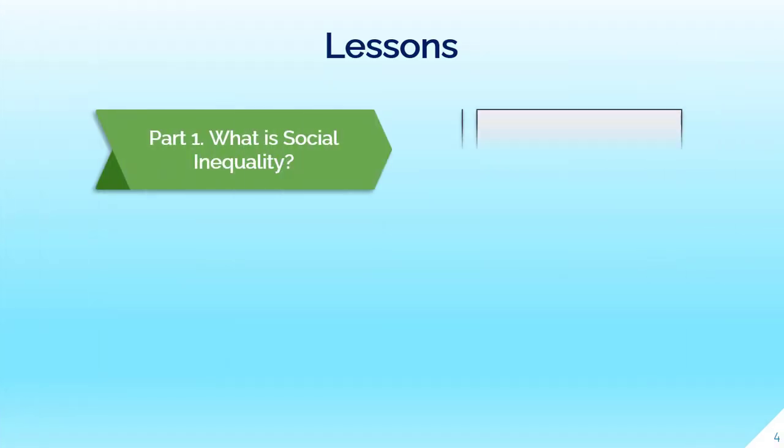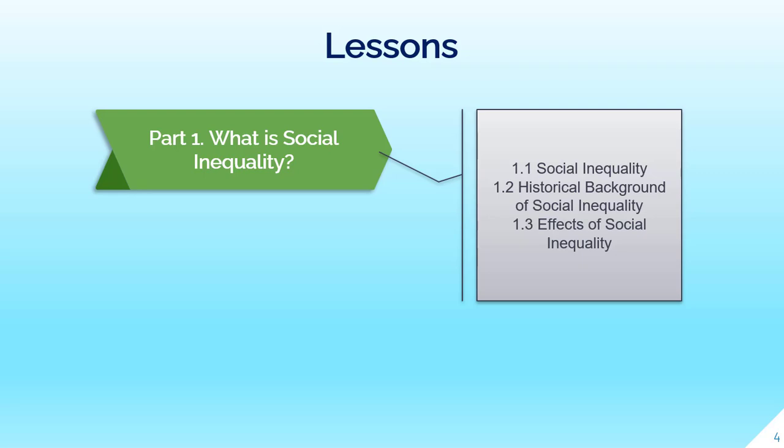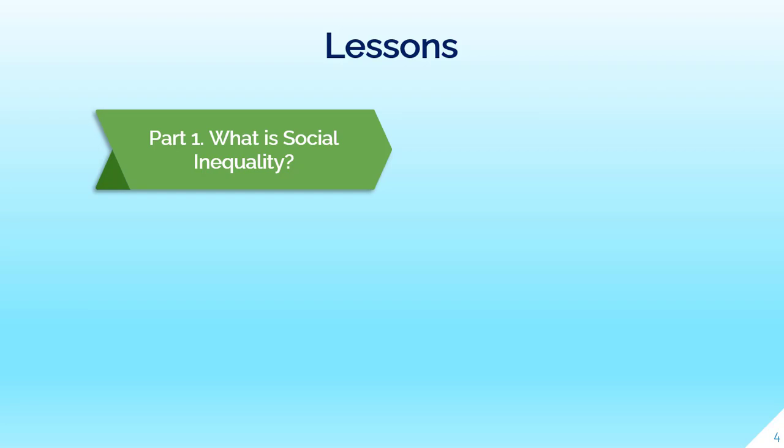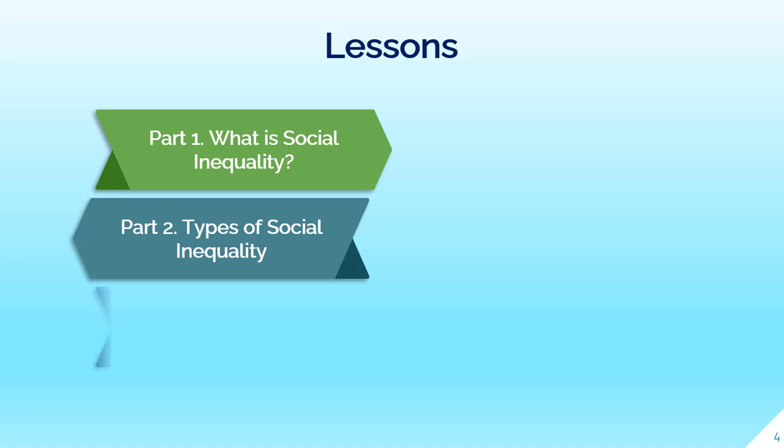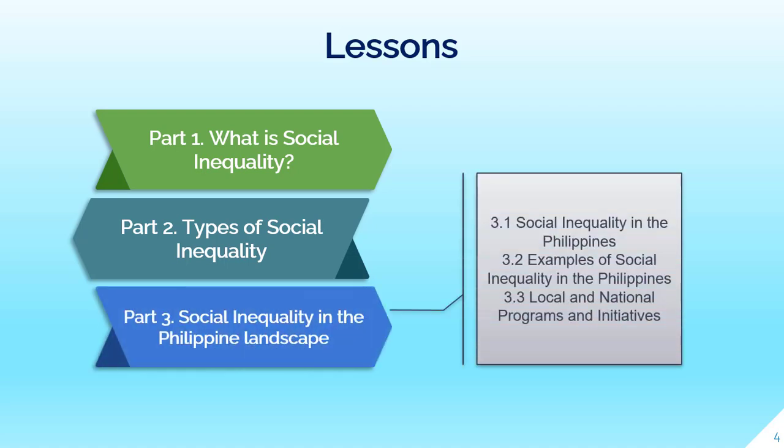Part 1 will discuss what is social inequality, how it came to be and some of the common effects of social inequality. Part 2 will talk about the different types of inequality and some important concepts to understand such as stereotyping, ethnocentrism and scapegoating. The last part will talk about the social inequality in the Philippine landscape and some of the government programs and initiatives that addresses social inequality.